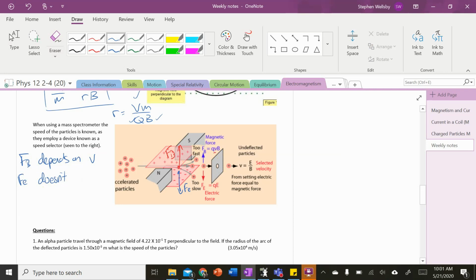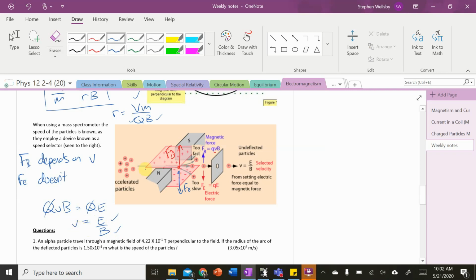And so if we look at this before, again, we saw this with last week's assignment. We had these two forces, so QVB equals Q times the electric field. So again, our Q's cancel, and our V is just going to be the electric field divided by the magnetic field. So if we set these to a certain value, if I set this and this to a certain value, I know exactly what the V is going to be.